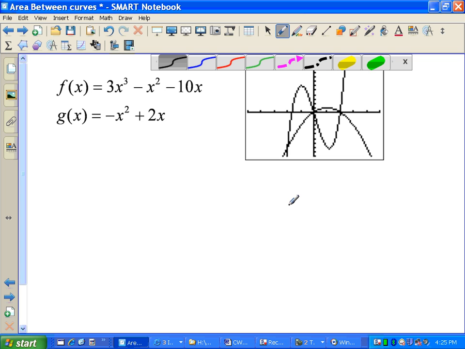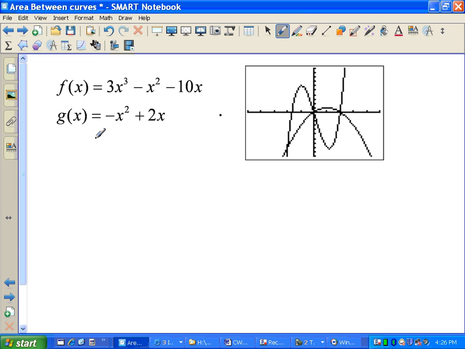Next problem turns out to be this one right here, which is 3x cubed minus x squared minus 10x, and the other part is negative x squared plus 2x. There are my graphs from the calculator. But you notice on this integral, over here, the cubic function's the upper function, and through here, the quadratic's the upper function. So we're going to have to deal with two different integrals because we're doing the upper function, subtract the lower function.